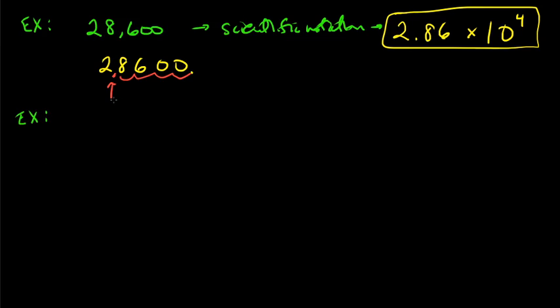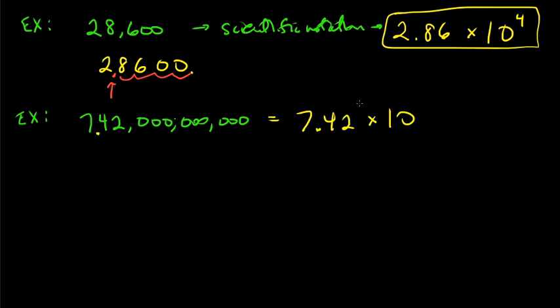Right, so let's pick a bigger number. How about 742 billion? That's million, that's billion, right? Well, we want the decimal to be right after the 7, right? So this will be 7.42 times 10 to what power? So we move the decimal 1, 2, 3, 4, 5, 6, 7, 8, 9, 10, 11 spaces, right? So 10 to the 11.